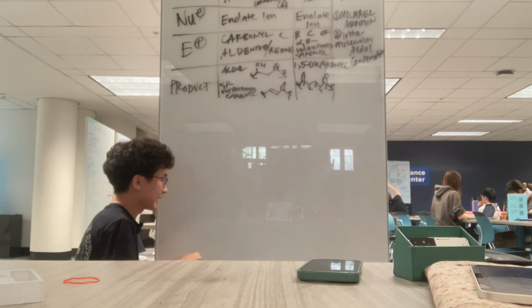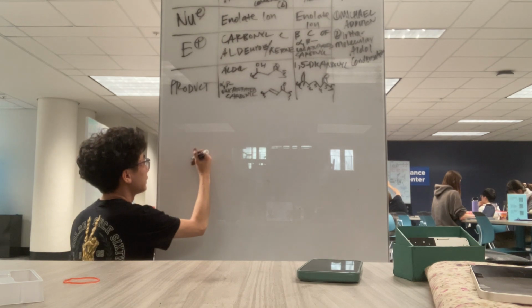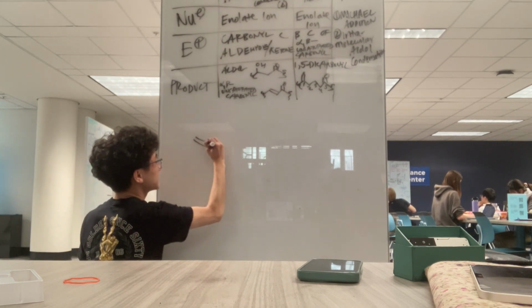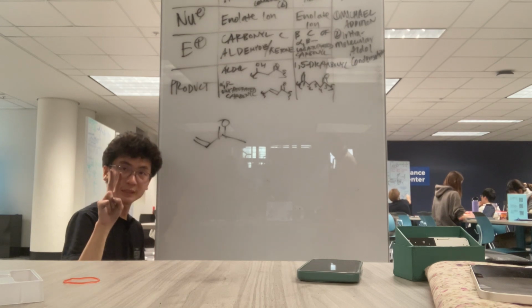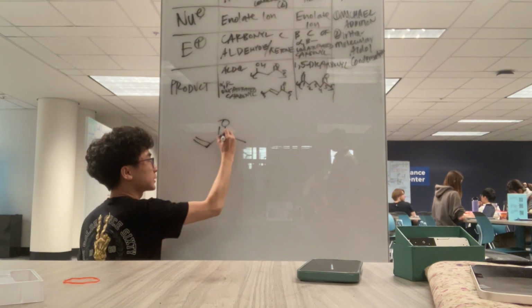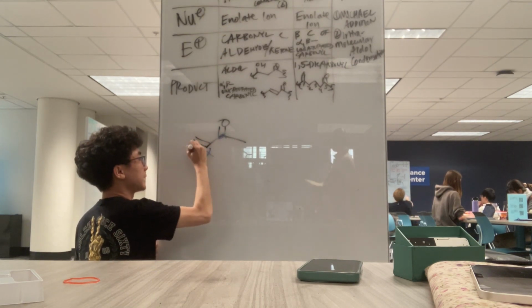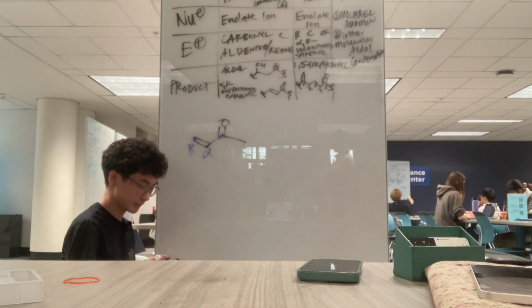So let's say I have, before that, I want to explain the reactivity of this alpha beta unsaturated carbonyl here. There's 2 electrophiles in the structure. There's this carbonyl carbon, and there's this beta carbon as an electrophile.